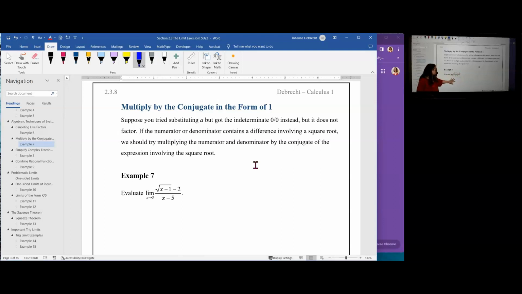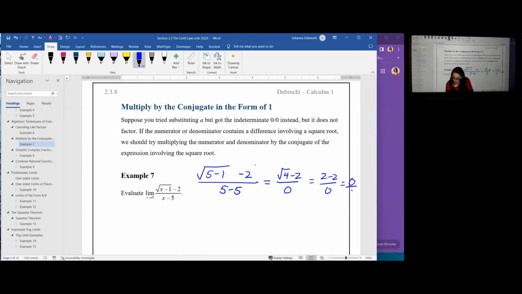The first thing we're going to do always is substitute the value of a for the variable x. So in example 7, the first thing I try is the square root of 5 minus 1 minus 2 over 5 minus 5. I already know I'm in trouble because the denominator is 0. The numerator turns out to be the square root of 4 minus 2, which is 2 minus 2, which is that indeterminate 0 over 0 form.